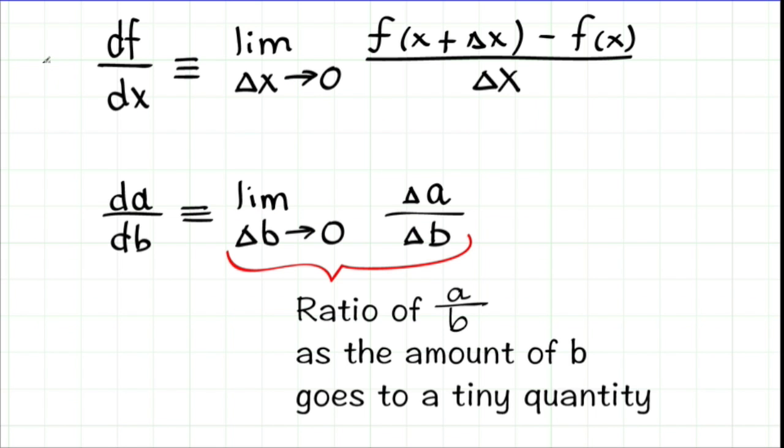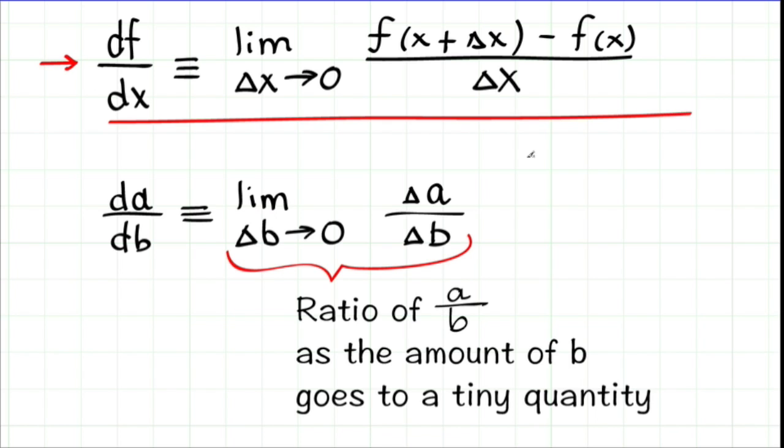In summary, the definition of the derivative in math books looks like this. And if you take it apart, the definition of the derivative of A with respect to B means the amount of A divided by the amount of B in the limit as the amount of B goes to 0. So the derivative is really describing a ratio when the quantity in the denominator is going to 0. And we'll use this idea to define many terms in fluid mechanics as well as to do many practical applications.